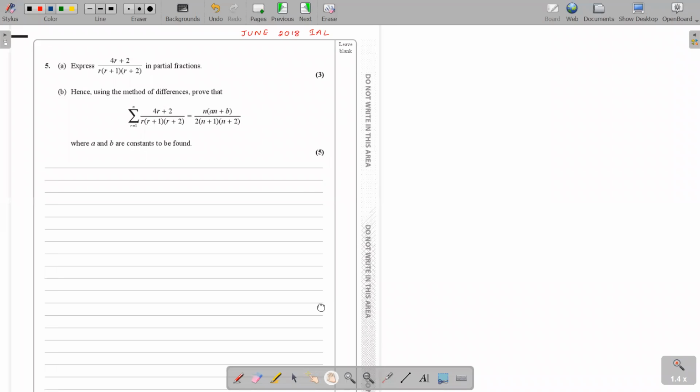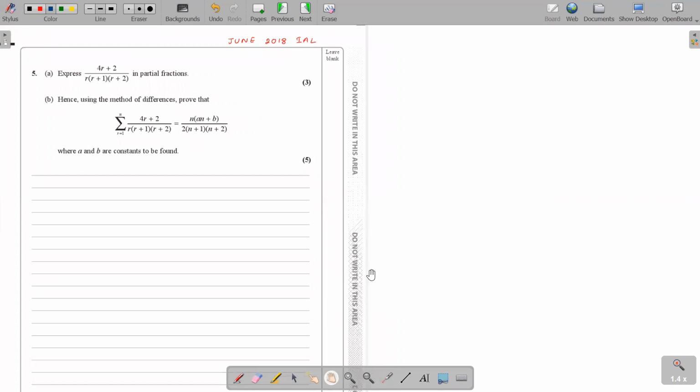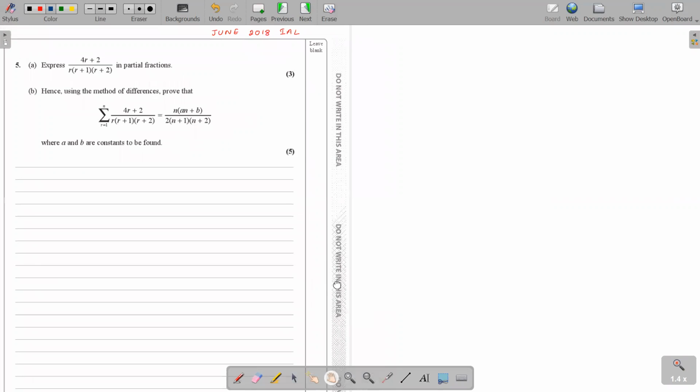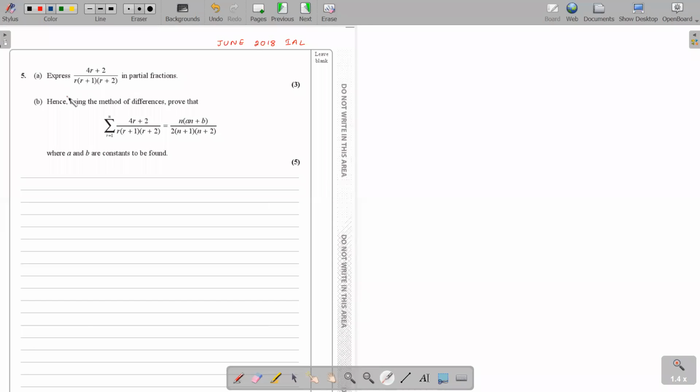Okay, so this is also a series question from the June 2018 IAL paper. So let's discuss question number 5. Express (4r + 2) / (r(r + 1)(r + 2)) in partial fractions. You can see this is a proper fraction, which means the order of the numerator is lower than the order of the denominator. So we can directly go for the partial fractions.